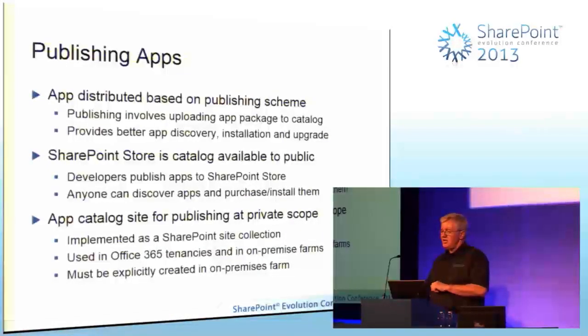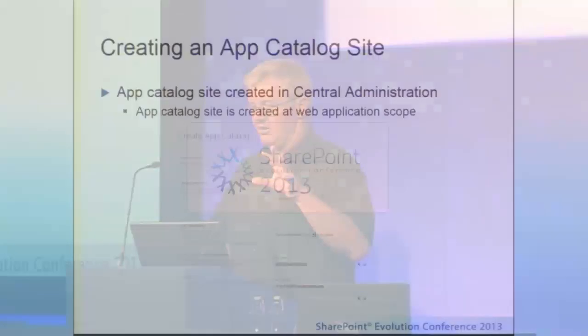Now, as far as publishing apps goes, if you want to publish apps, which is the right way to deploy them in an on-premise scenario, you have to create a special site which is called an app catalog. Now, app catalogs, unfortunately, cannot be created once per farm. They have to be created once per web app. You can go to Central Admin. There's a new section called Apps, and you can basically say, create the app catalog.